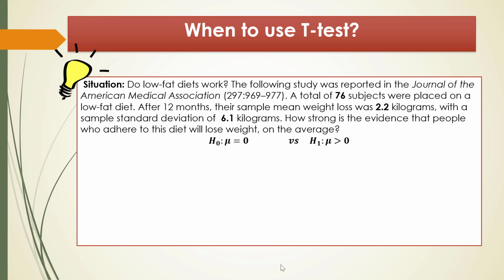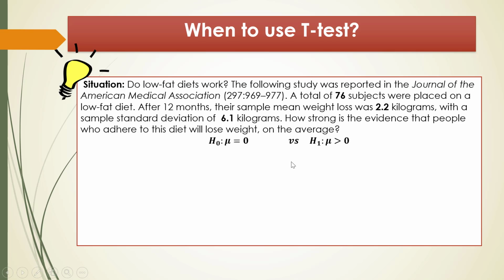So here we have two possibilities. Either the people who adhere to this diet will lose weight or will not lose weight. If people will not lose weight, the mean weight loss should be 0. If they do lose weight, the mean weight loss is greater than 0, is positive.